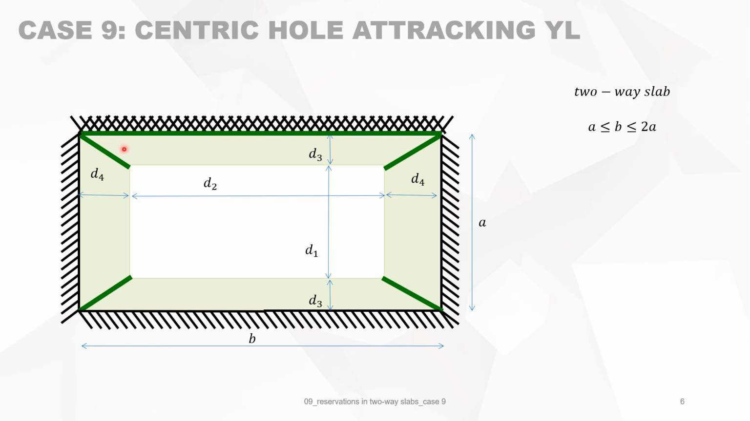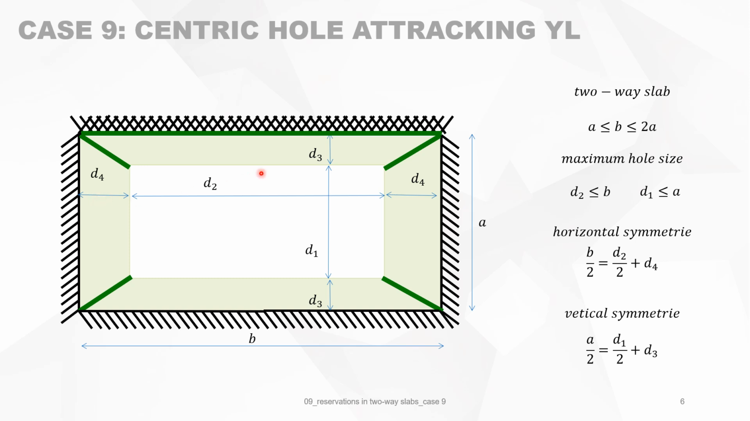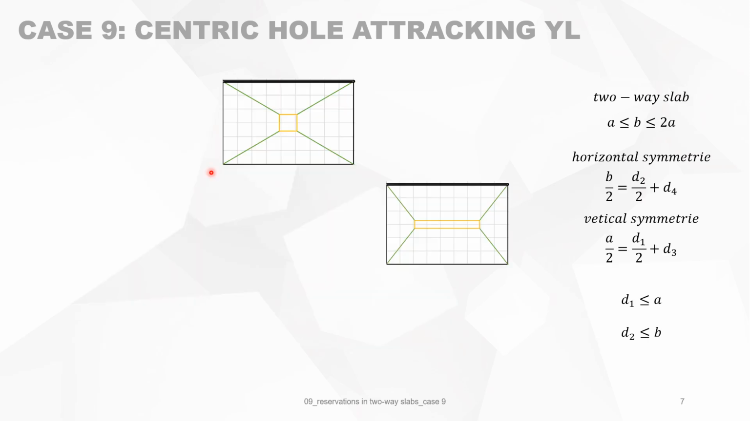The conditions for case 9 are then: two-way slab, A must be smaller than B, smaller than 2A. The maximum hole size, of course, is that D1 must be smaller than A and D2 must be smaller than B. That's obvious. And then because of the symmetry, because of the centric hole, we make D4 on the left the same as on the right-hand side, and in the other direction also the same. This is this equation. So in fact, we have D3, D4, D1, D2, and A and B as parameters. These are the different conditions.